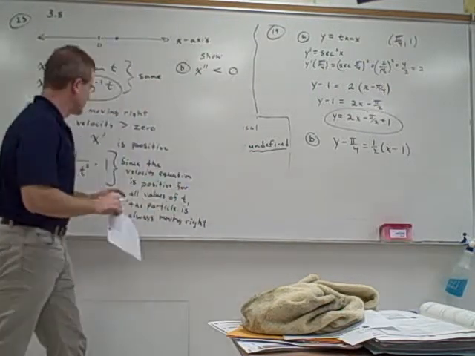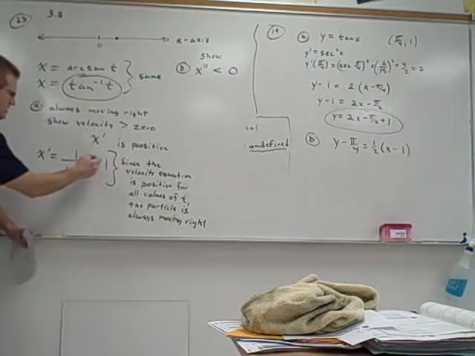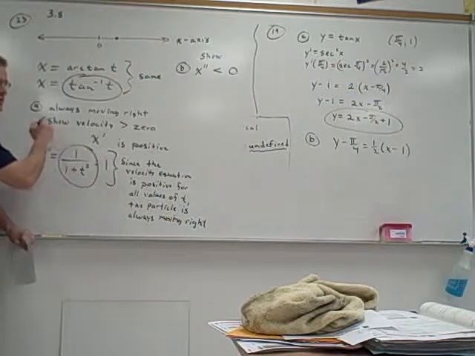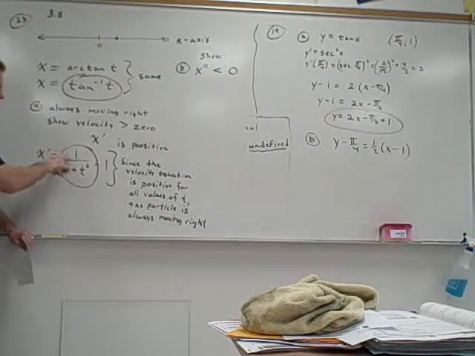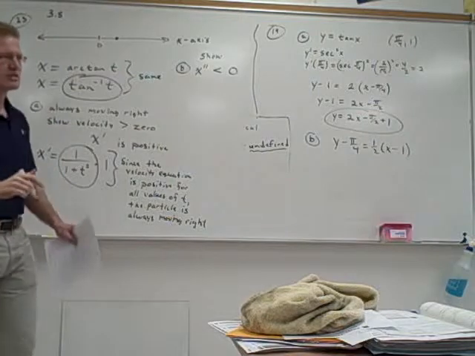You're going to show that the derivative of this expression will always be a negative number. So what rule are you going to have to use to do the derivative of that? Quotient rule, yeah. So you do the quotient rule, show that that's always negative.